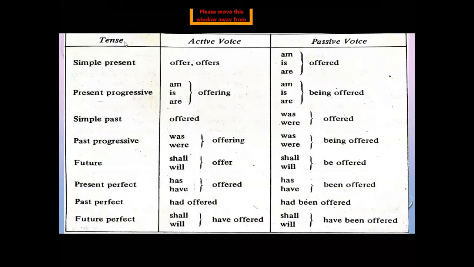Now let's see this summary of the tenses: with which tense we use which type of auxiliary verbs. Suppose in simple present tense, we write she offers, or I offer. This verb is offer. You know very well that with singular pronouns we use s with the verb, just like she offers or I offer.